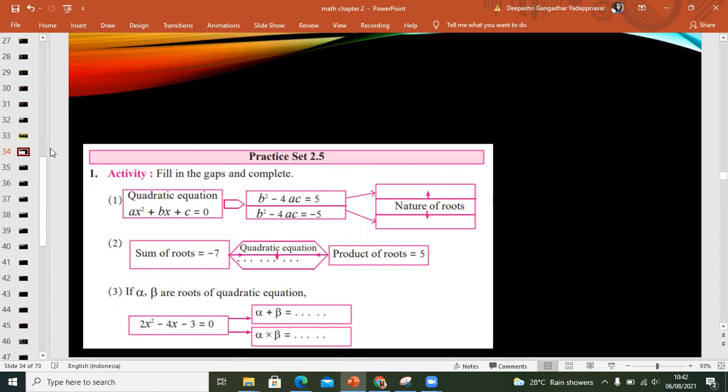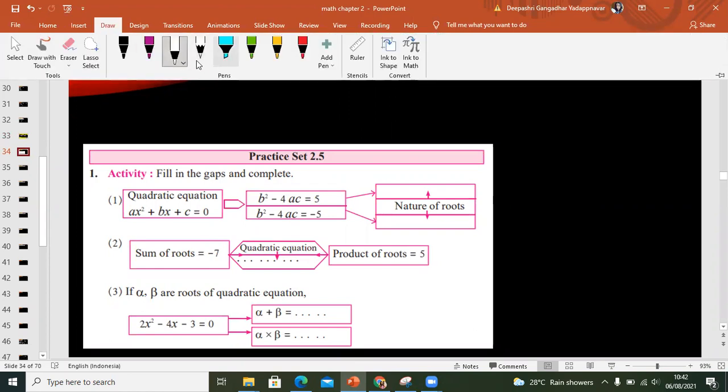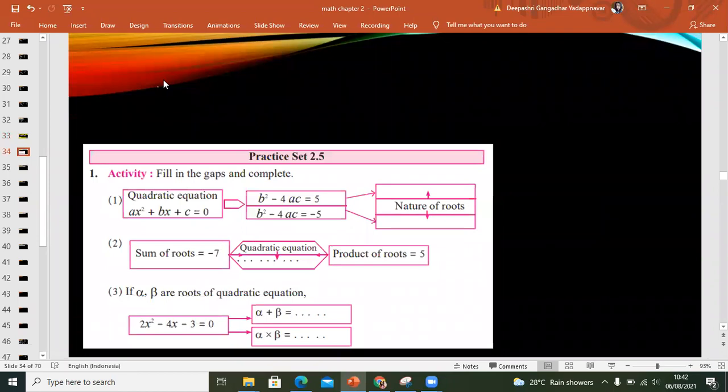Okay, so the first formula is the discriminant. How to find the discriminant? Discriminant can be written as D or it can also be written as the delta symbol. The formula for that is b square minus 4ac. So we have to use this formula if the question is asking you to find the discriminant.